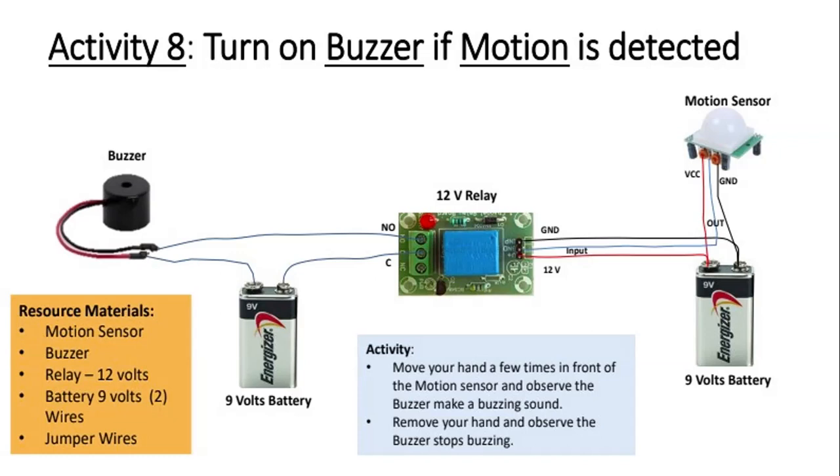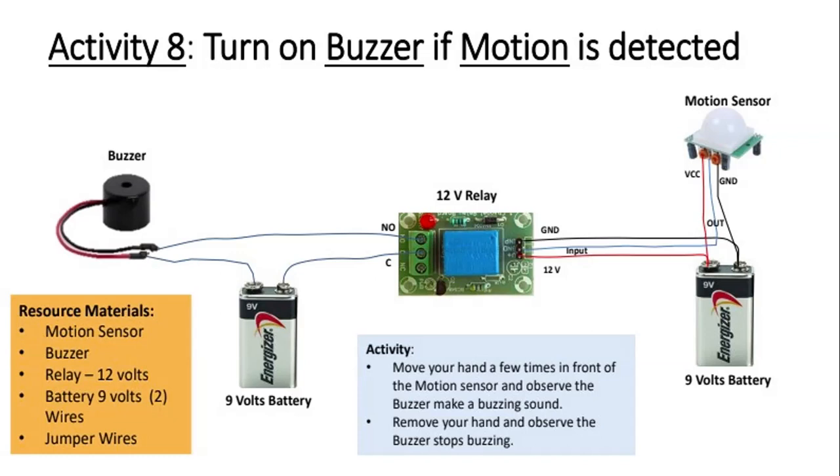In the next activity, you can observe how to turn on a buzzer if motion is detected. We already discussed the motion sensor, that is the PIR sensor. The motion sensor also has three terminals: one is the VCC, second is the out, and third is the ground. The VCC is connected with the positive terminal of the 9 volt battery, the ground is connected with the negative terminal of the battery, and the middle output terminal is connected with the input of the relay.